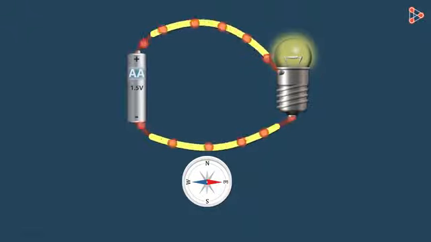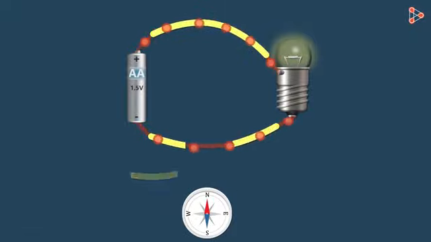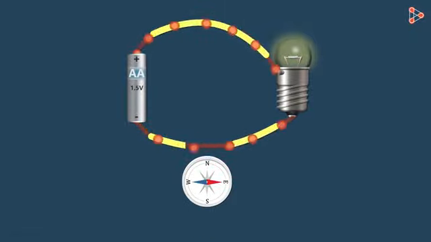This will not work if the current in the wire is feeble. However, in that case, if we remove a part of the insulated coating and keep the compass near that region, you will see the deflection.